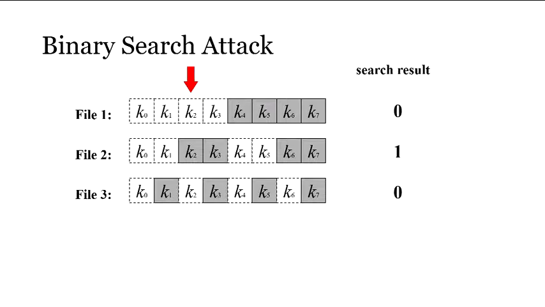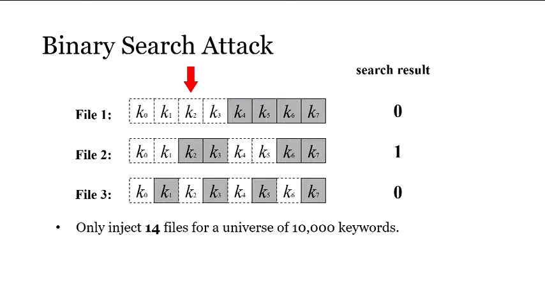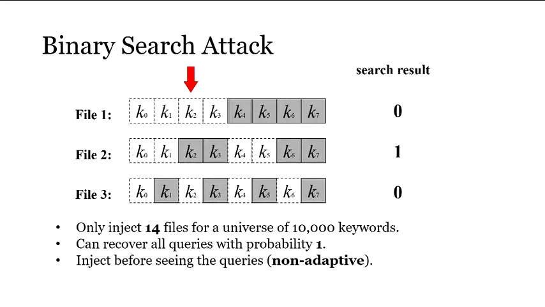So with this attack, the server only needs to inject logarithmically many files in terms of the universe size, or concretely only 14 files for a universe of 10,000 keywords. After that, the server can recover all queries ever issued by the client with perfect accuracy. Furthermore, this attack is what we call non-adaptive. These files can be generated and injected before seeing any queries, and they apply for all the keywords.